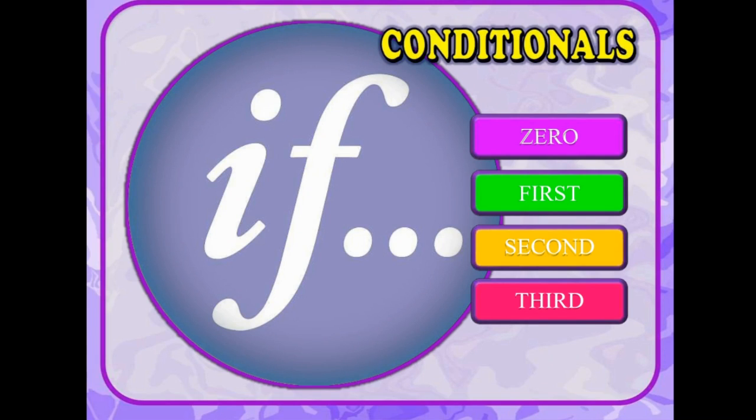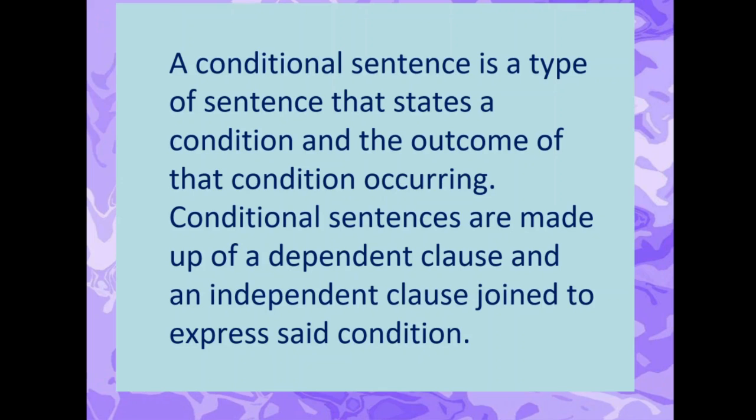Eight students. For today, we have a new topic, and it is about conditionals, conditional sentences. Okay, so what is a conditional sentence or conditionals? Basically, a conditional sentence is a type of sentence that states a condition and the outcome of that condition occurring. Conditional sentences are made up of a dependent clause and an independent clause joined to express said condition.